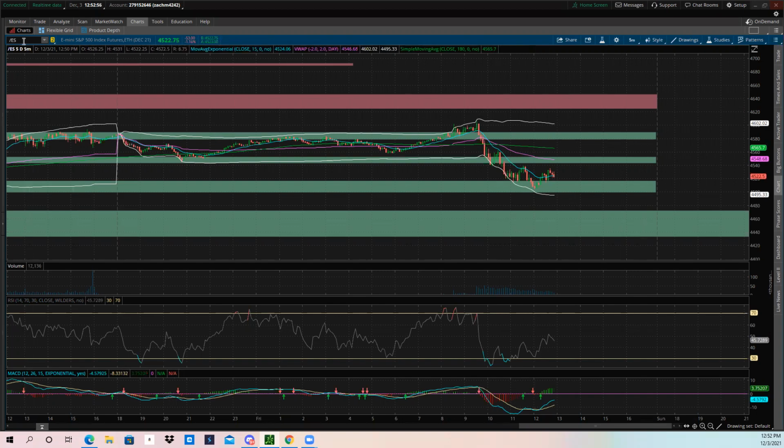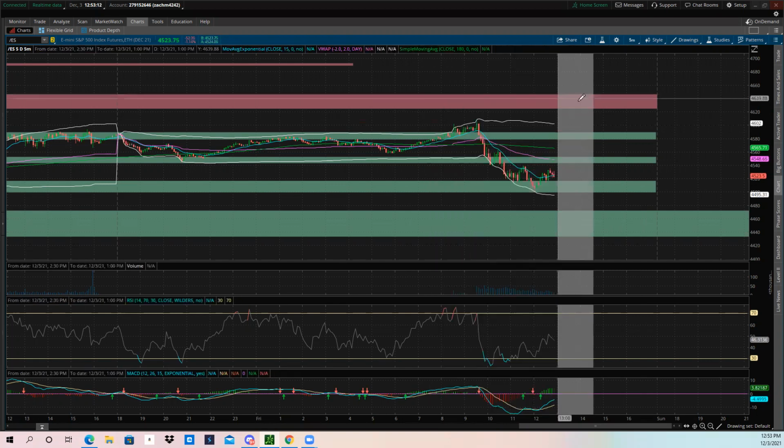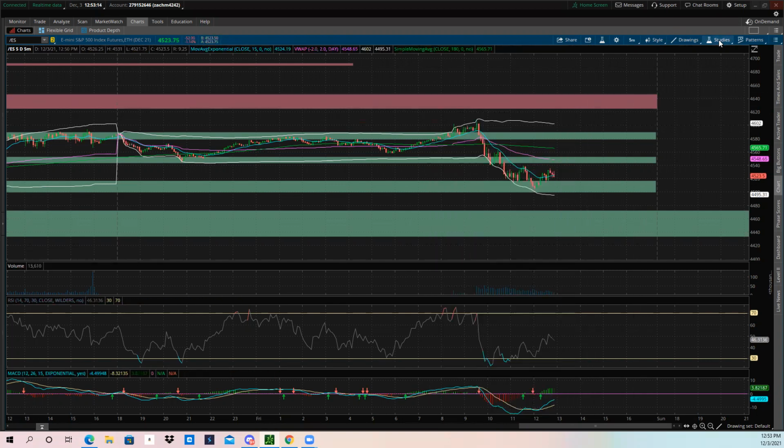Okay, so we have /ES pulled up, and this will work on the 5 minute chart for any stock in particular or crypto. But me in particular, I just like to have this one up for the futures. So we'll dive right into it. Here's what I got. Okay, we'll look at the studies real quick.